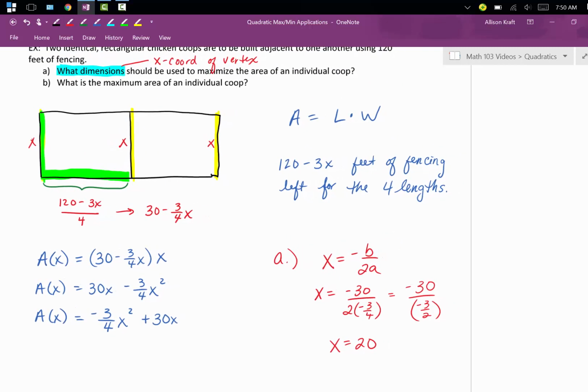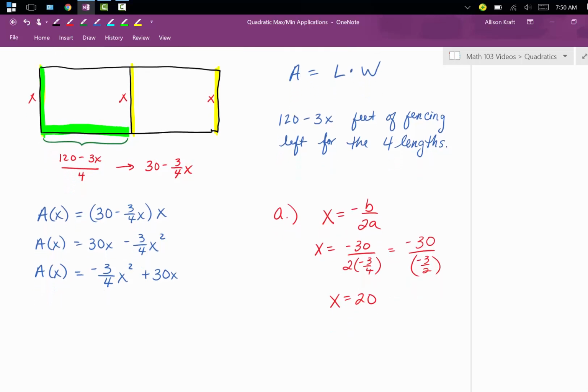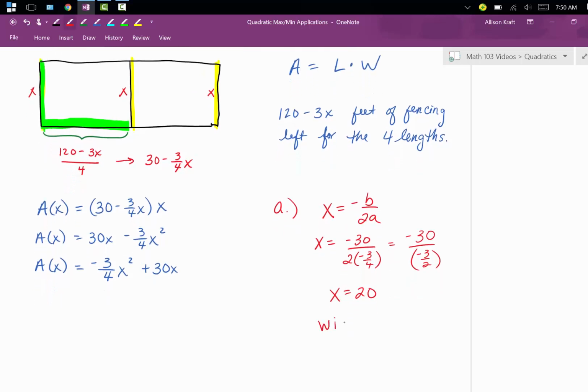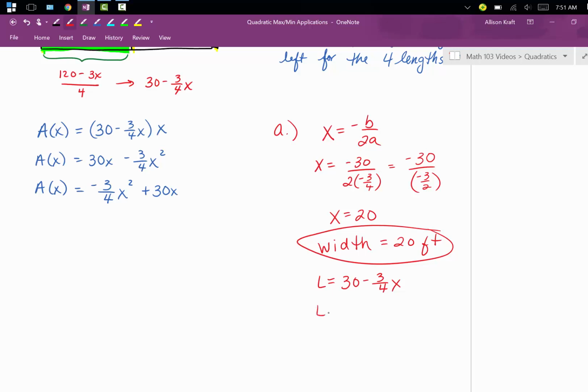If we reread the question, they ask for the dimensions of the individual coop, which would be both the length and the width. So far, we've just found the width. We need to make sure to answer the question here. So our width is going to be 20 feet. Our length is 30 minus 3/4 x. So plugging 20 in for x, our length will be 30 minus 3/4 times 20. We end up with a length equal to 15 feet. So those are our dimensions, 20 by 15.